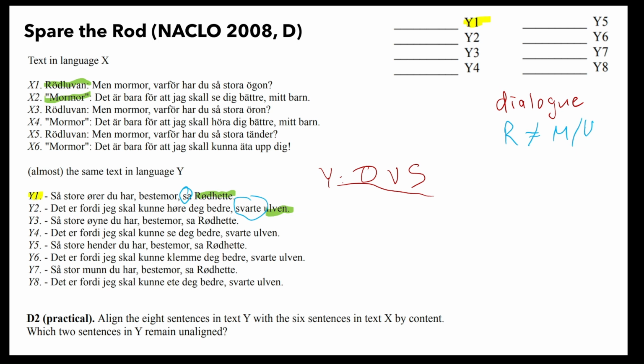What does Y1 match with, right? So the beginning part, what they're saying is here. Sa store, right? Store. Let's see over here. Men mormor varfor har du sa stora ogon. I'm probably butchering it like crazy, but let's see. We've got stora again. We've got sa store and sa stora, right? So I think it's safe to assume that Y1 matches with X1.